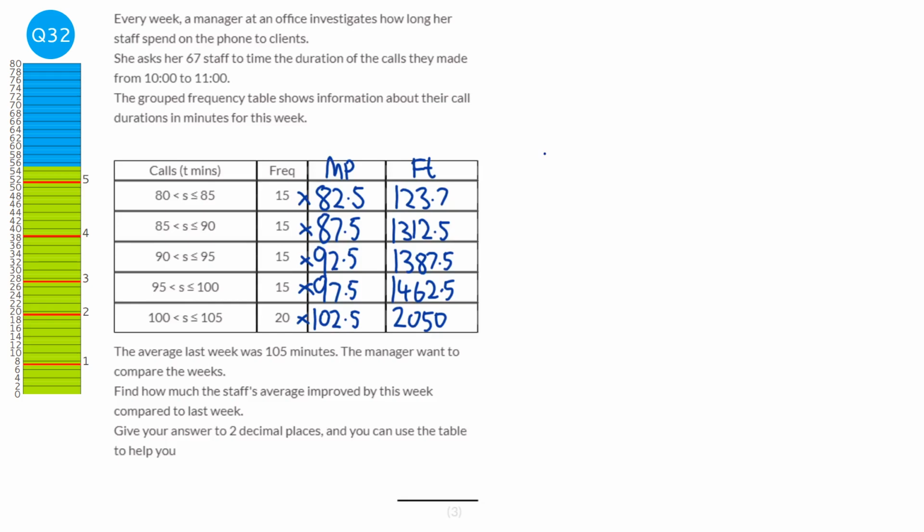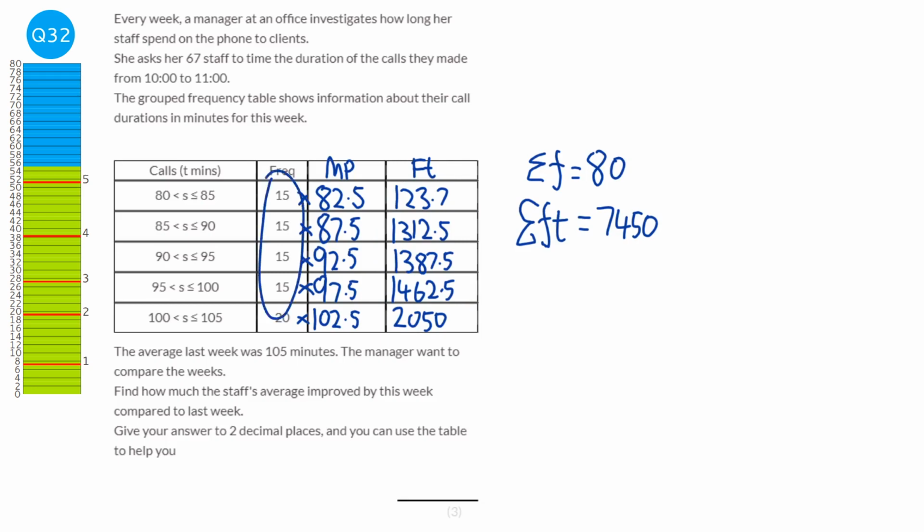Right, next we need to add up the frequencies and add up the FTs. So we're going to have the sum of the frequencies. So I'm just adding all this column up, and that will be 80. And we have sum of the FT. And so we're going to just add this column up here. And so that would be 7,450.